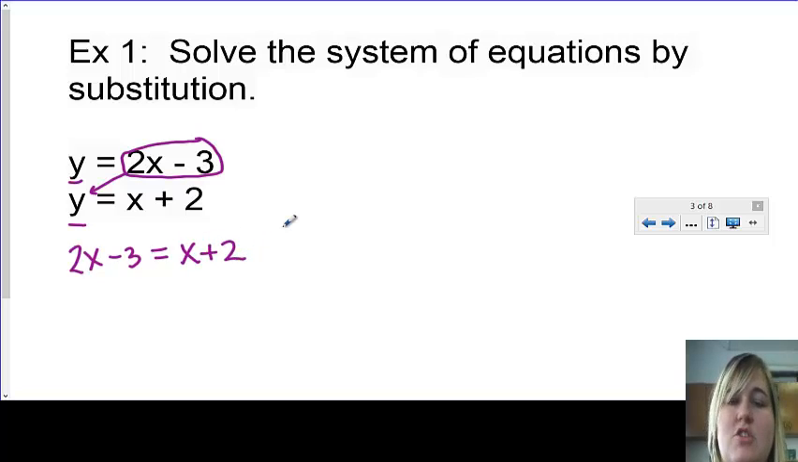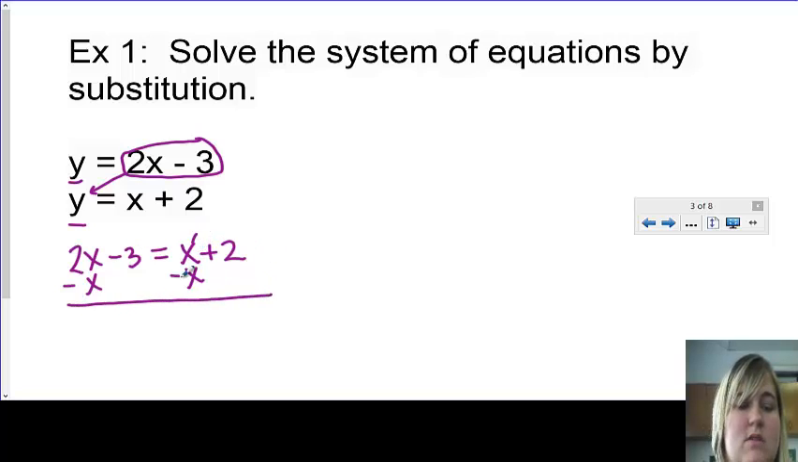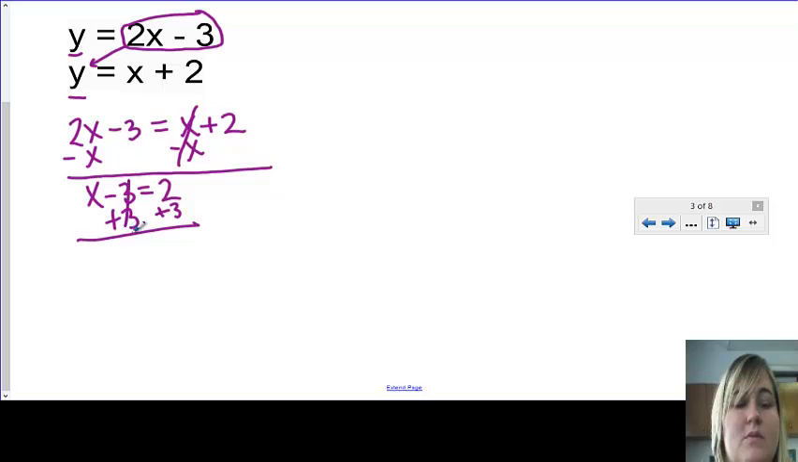Well, now this is something that we should know how to solve. To solve this, we want to get x by itself, and to get x by itself, we have to have all the x's on the same side. So I'm going to start by subtracting this x from both sides of the equal sign. And remember, we always subtract or add like terms, so I have them stacked under like terms. These cancel. 2x minus x gives me x. Minus 3 equals 2. To get x by itself now, I'm going to add that 3 to both sides. This will cancel, leaving me with x equals 5.